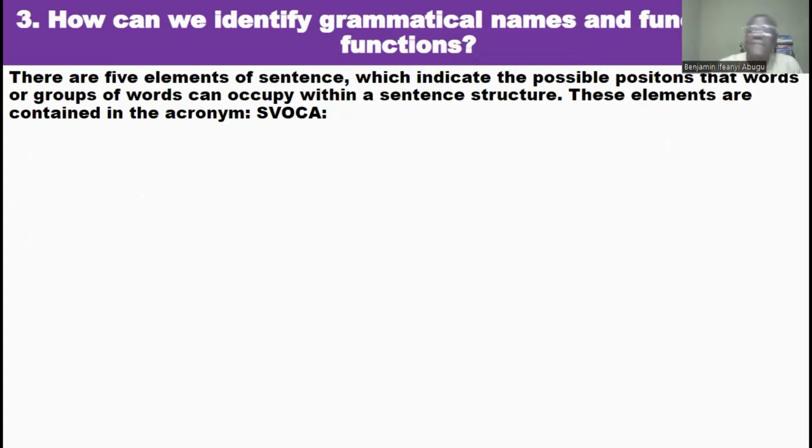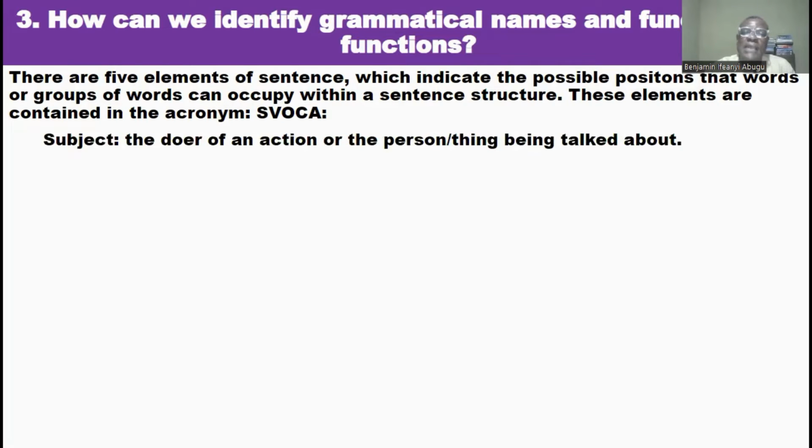Another way of identifying both grammatical names and function is by looking at the 5 sentence elements. There are 5 sentence elements which indicate the possible positions that words or groups of words can occupy within a sentence structure. These elements are contained in the acronym SVOCA. Now, S stands for subject, V for verb, O for object, C for complement, and A for adjunct.